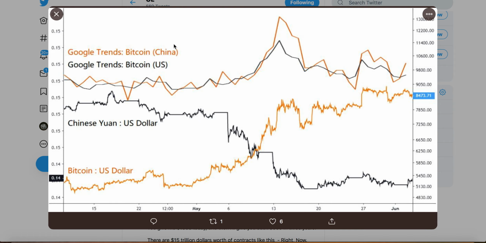Basically, there's an inverse relationship between the Bitcoin price and the Chinese yuan. You can see the Chinese yuan has been declining, and you can see the Bitcoin price per US dollar has been increasing. Basically, this is because of the trade war as well. This escalated the increase in the price of Bitcoin and also decreased the price of the yuan.